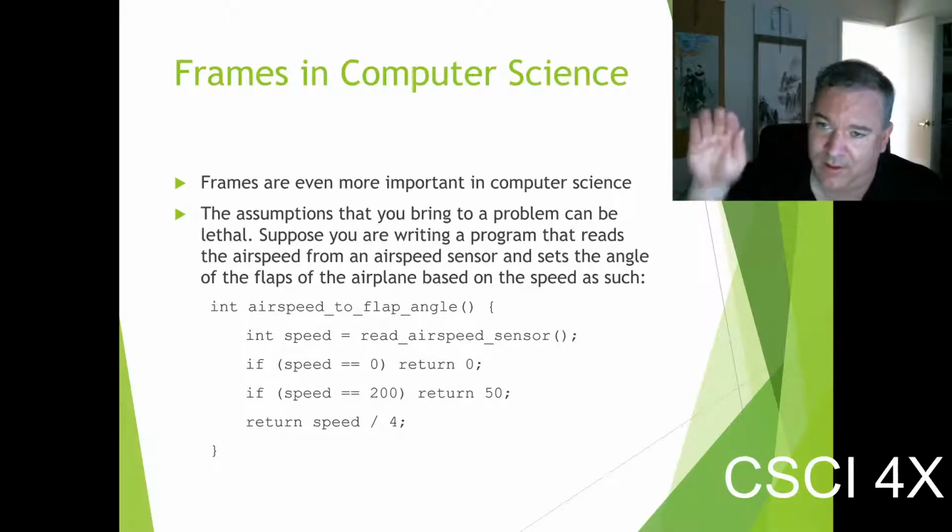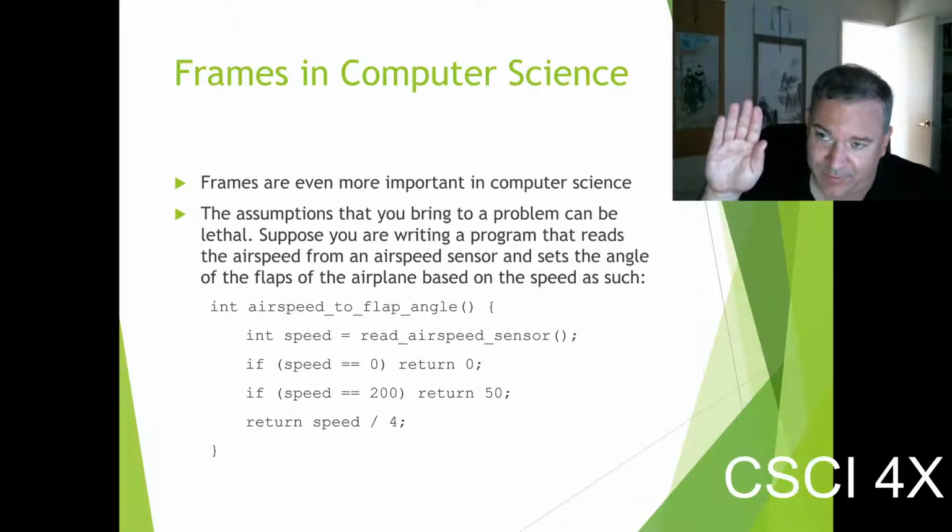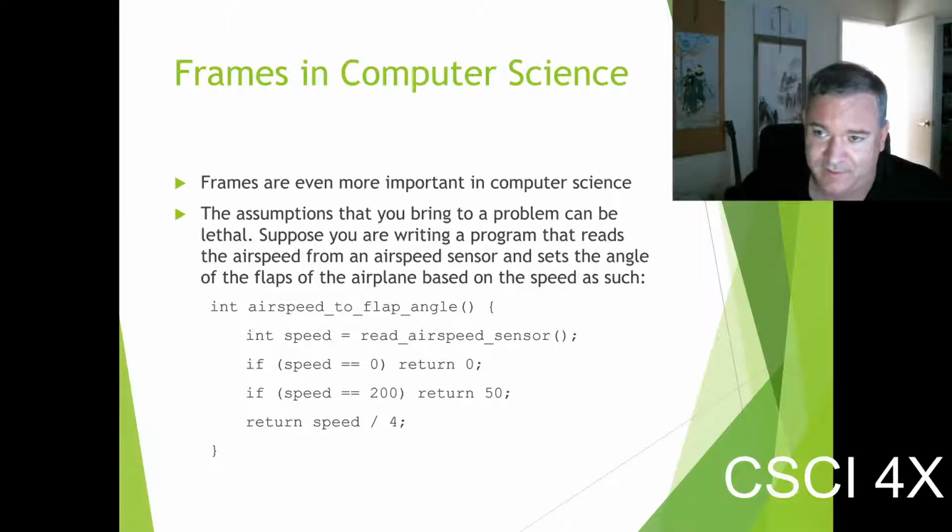The speed of the plane is 0, flaps are down. Speed of the plane is 200, flaps are up. If it's in between, it'll smoothly translate between up and down. What is the problem here? What problems could you see? Let's say 50 degrees. I don't know airplanes. I don't know if 50 degrees is at all right, but don't worry about that. Work with me here. You're reading how fast the plane is going from a sensor. If you're stopped, the flaps are down. If you're at 200 miles an hour, the flaps are up, which is also, I think, maybe backwards, but whatever. What bugs could there be here?